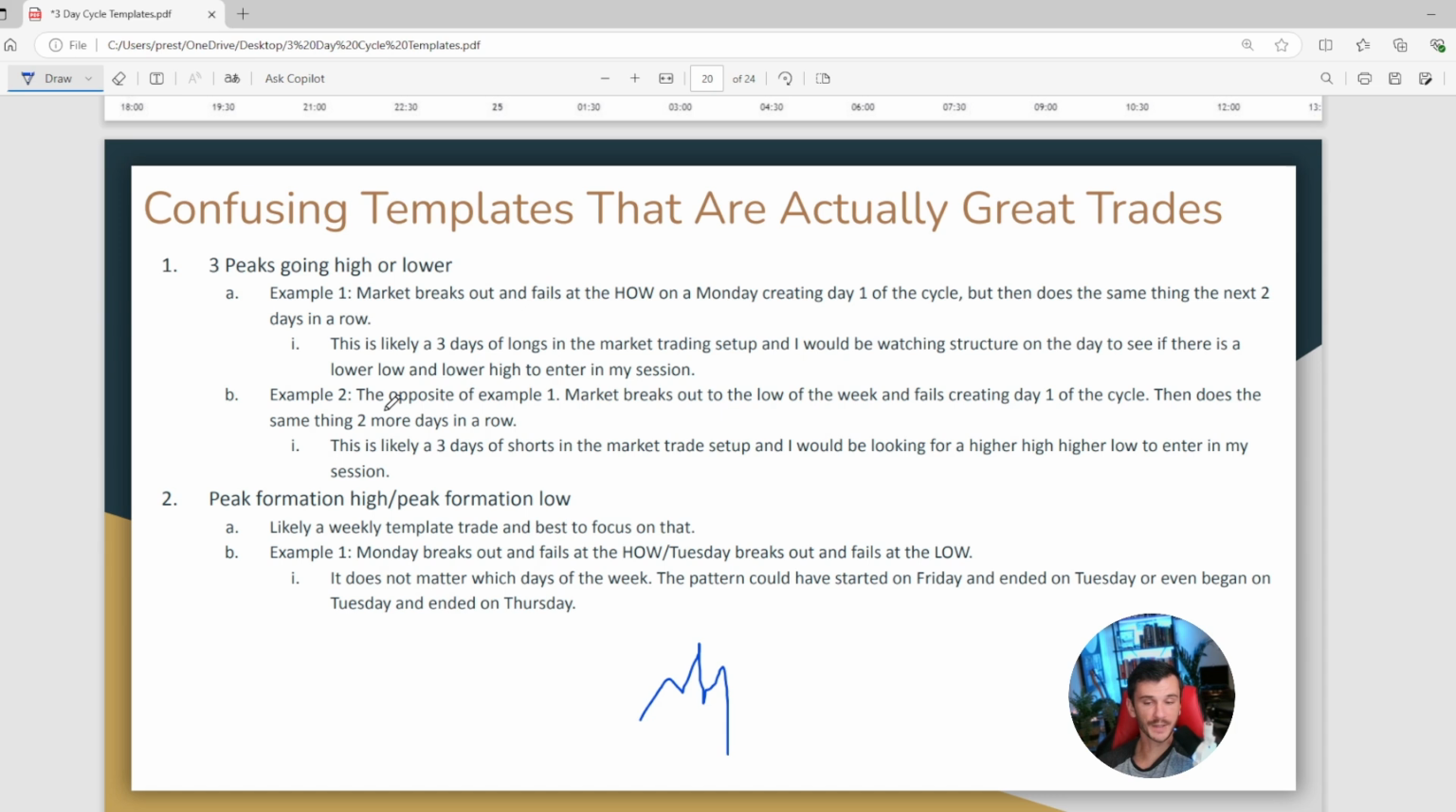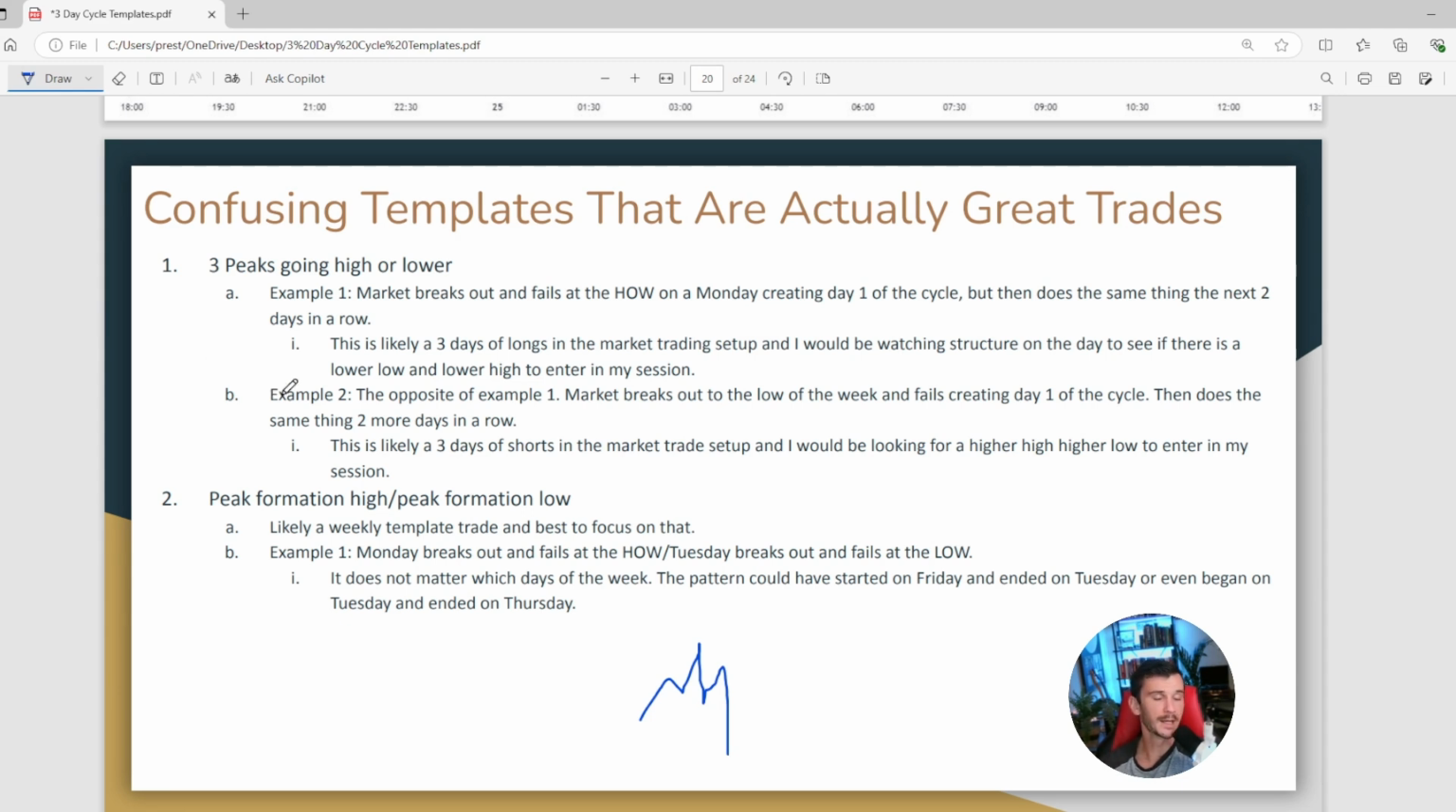Now, of course, I have pictures for this and I'm going to show you, but I'm just going to read off what I've typed out here since I did take the time to type it. Example 1, market breaks out and fails at the high of the week on Monday, creating day 1 of the cycle, but then it does it for 2 more days in a row. This is likely a 3 days of longs in the market trading setup, like I just said.